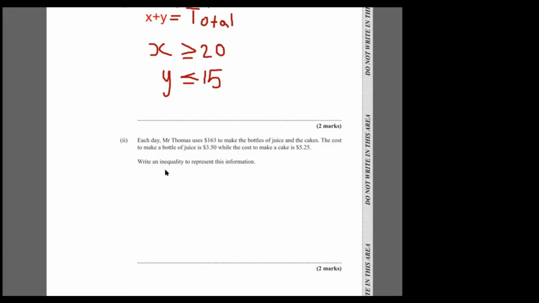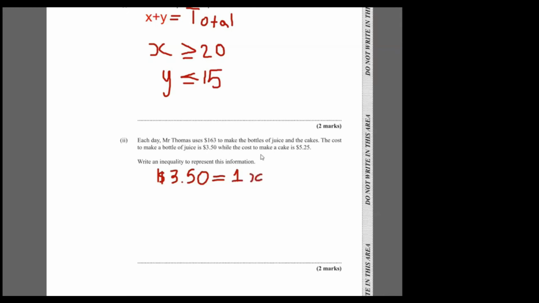It says the cost to make a bottle of juice is $3.5, while the cost to make a cake is $5.25. Write an inequality to represent this information. All right, so just to write down clearly what they said, the cost of $3.5 will equal 1x. This is the cost of one bottle of juice.